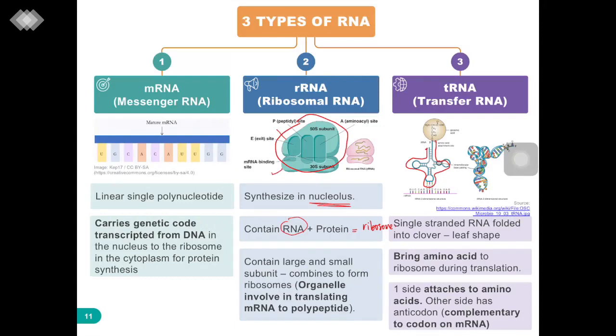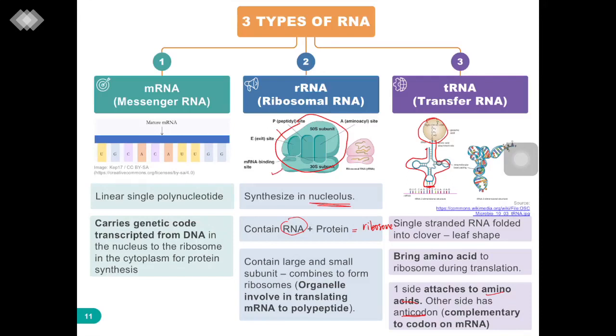If you see the structure of the tRNA here, it has two sites. One site attaches to the amino acid, this is the part where it carries amino acids, and the other site here we call the anticodon. You will learn about this when you learn about the translation process.